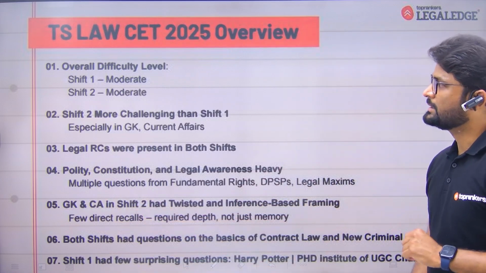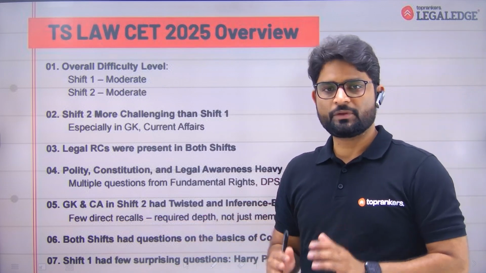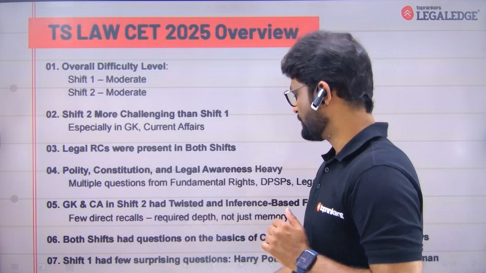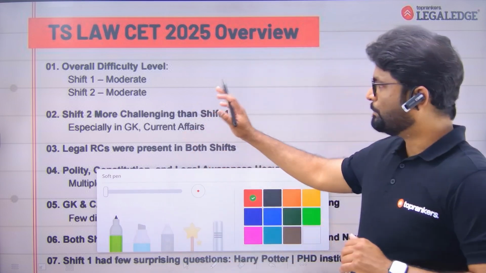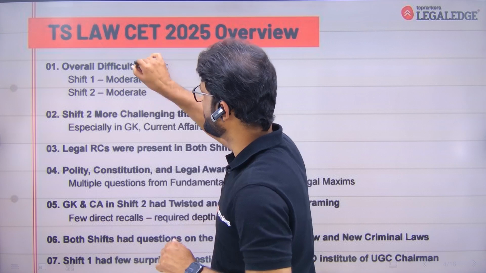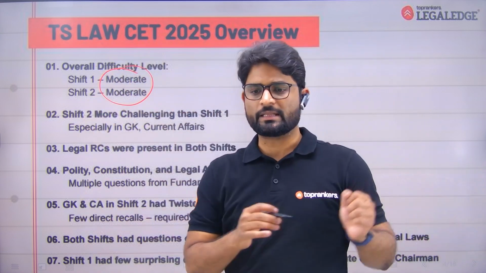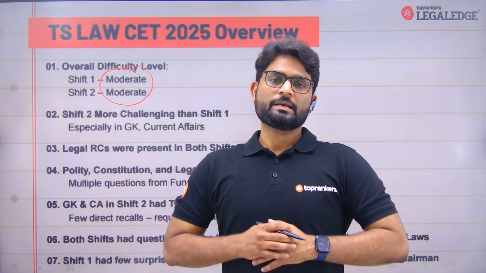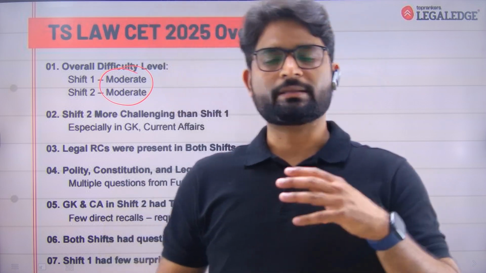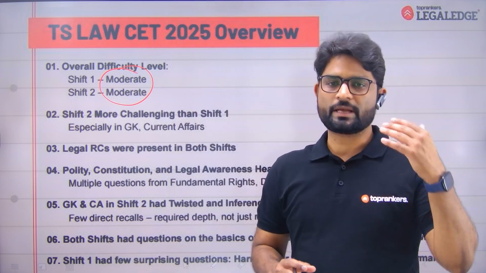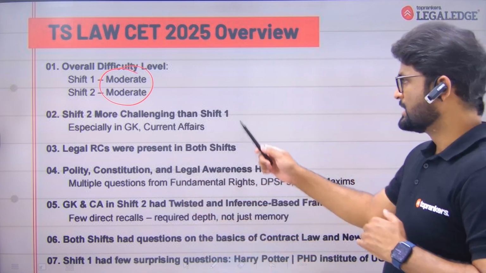Let's review the first overall examination of TS LawCET. I'm reviewing both the shifts for now. As per our analysis, for both the shifts, the level of difficulty was moderate. We cannot say the papers were on easier lines, nor can we say the paper was on the difficult side. So it was a mixed bag. The paper was balanced. That is why we are saying both the shift papers were at moderate level.